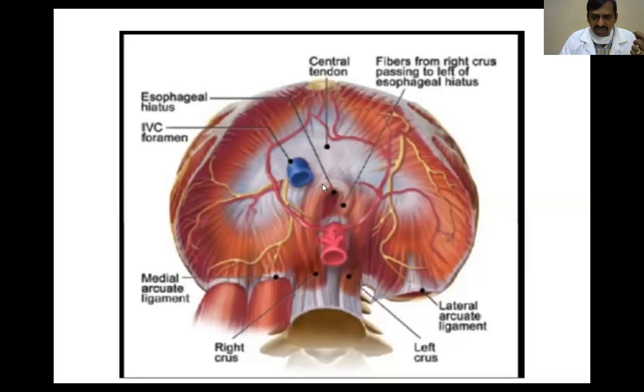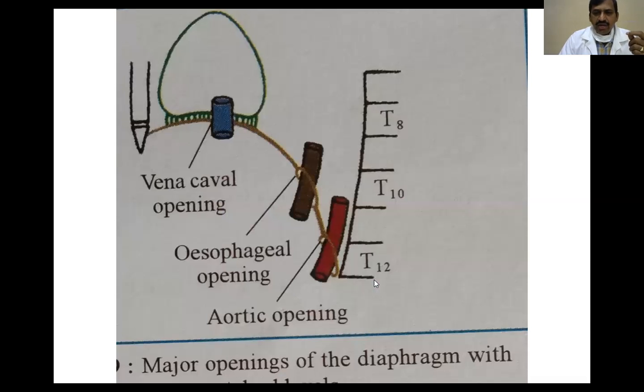Because of this reason, inspiration and swallowing are not possible simultaneously. That is because the diaphragm closes during inspiration, it constricts. Then you are unable to take food while inspiring. That is the importance of this esophageal opening. It is at the level of T10. It is elliptical in shape, and this is the esophageal opening of the diaphragm.